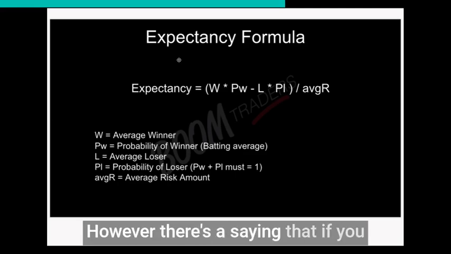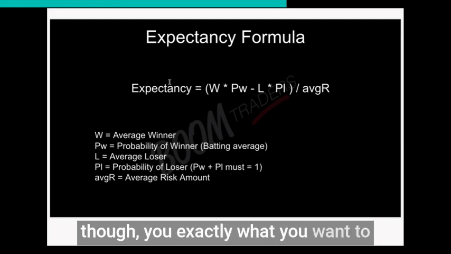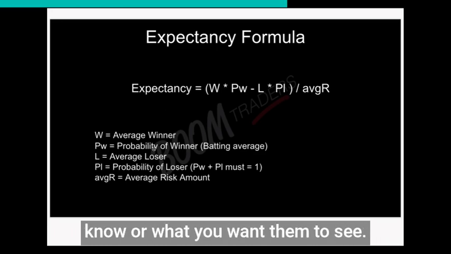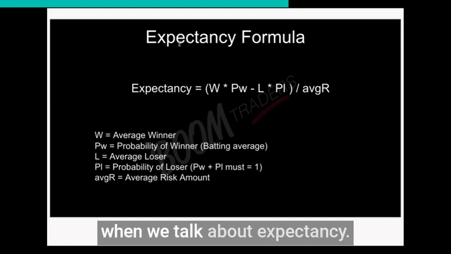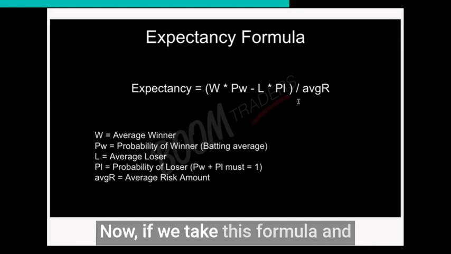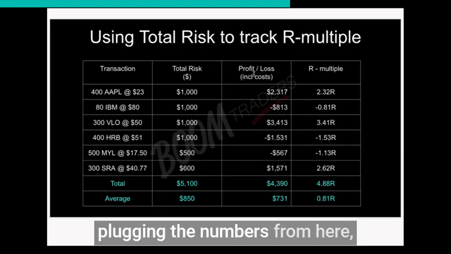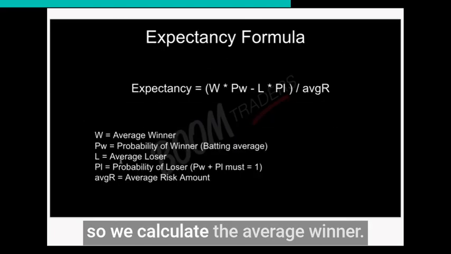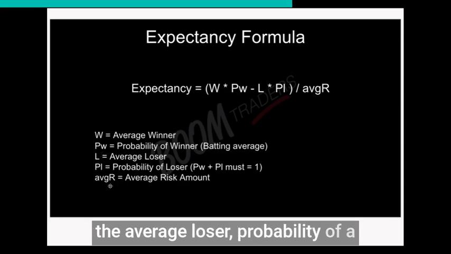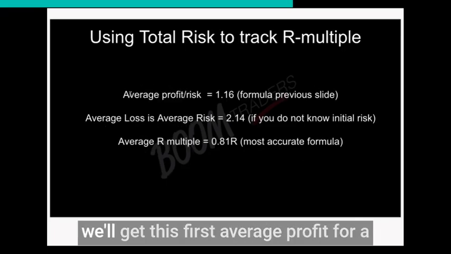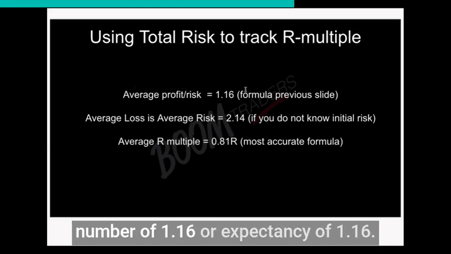However, there's a saying that if you torture numbers long enough, they will tell you exactly what you want to know or what you want them to say. And I'll just show you a practical example of how this is true when we talk about expectancy. Now, if we take this formula and plug in the numbers from here, so we calculate the average winner, the probability of a winner, the average loser, the probability of a loser, and the average risk amount, we'll get this first average profit number of 1.16, or expectancy of 1.16.